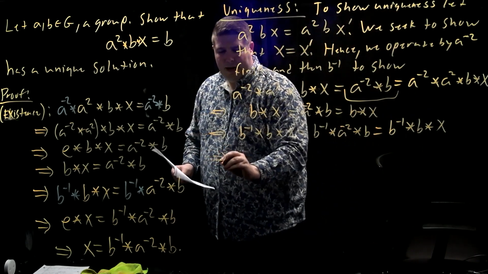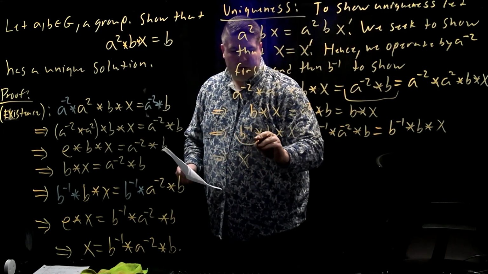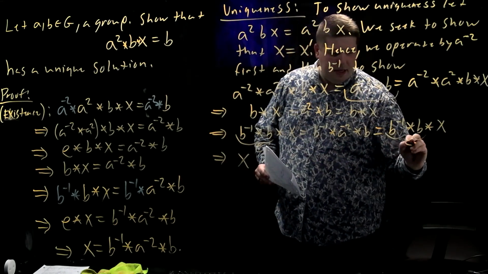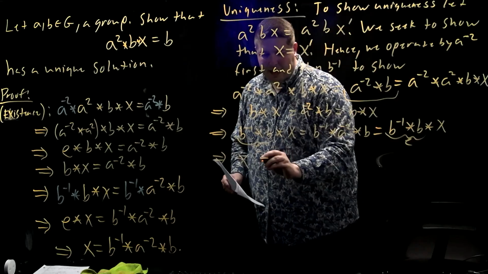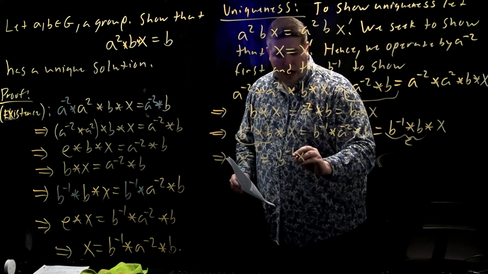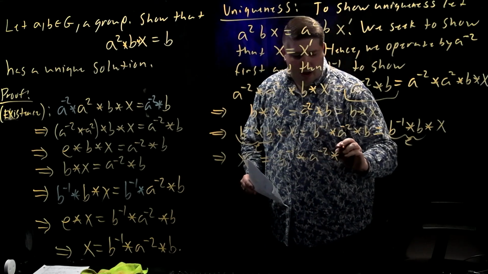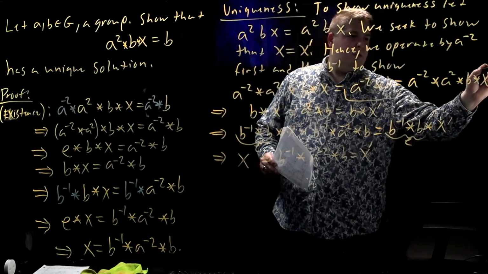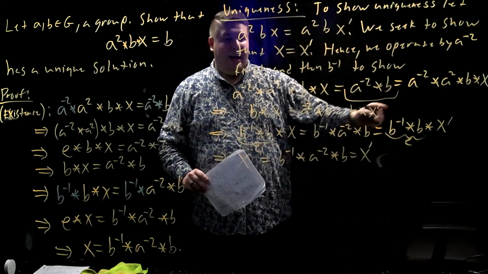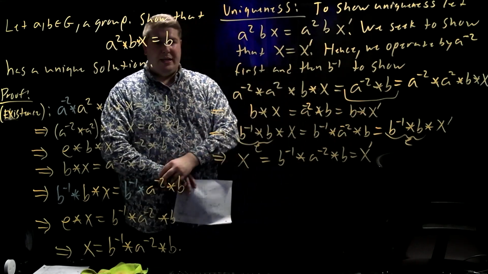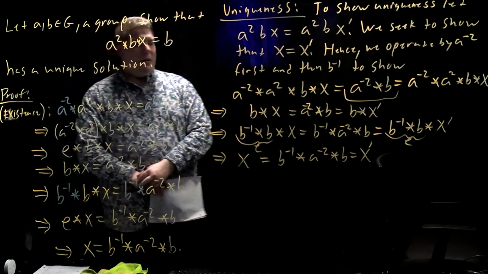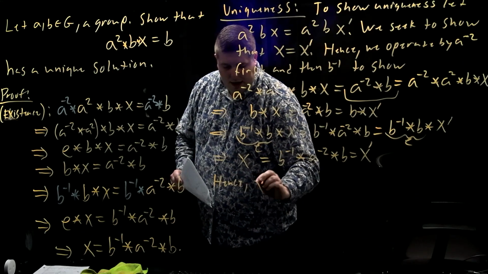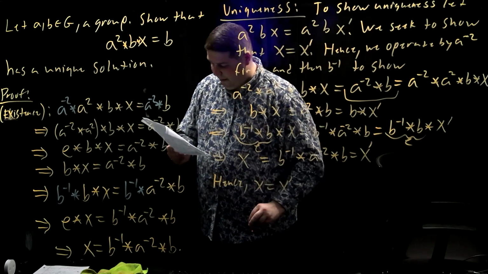And so what that gives me is x, because remember, this all goes away. This is e, this is e. And so what I have is x is equal to b inverse, operate with a to negative 2, operate with b, is equal to x prime. So this was supposed to be all primes, actually. Okay, that was the whole point. And what we just showed here, hence, x is equal to x prime.